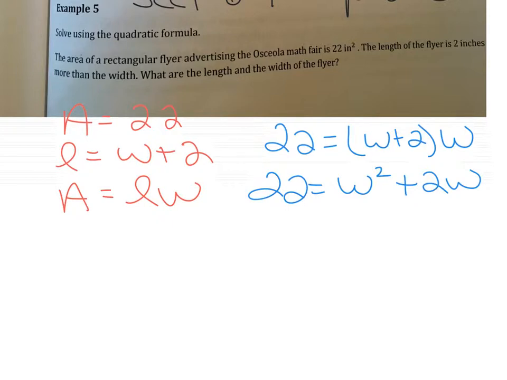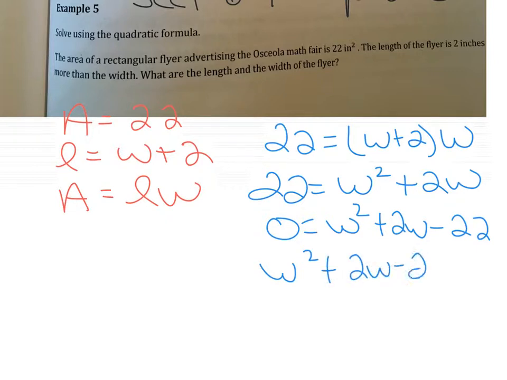So this doesn't factor. So we're going to go with what the directions say, use quadratic formula. In order to use quadratic formula, all the terms have to be on the same side, and it has to equal 0. So that 22 is going to go to the other side, and we're going to have 0 equals W squared plus 2W minus 22. If you like to write it the other way, W squared plus 2W minus 22 equals 0. It does not matter which side your 0 is on. They mean the same thing.